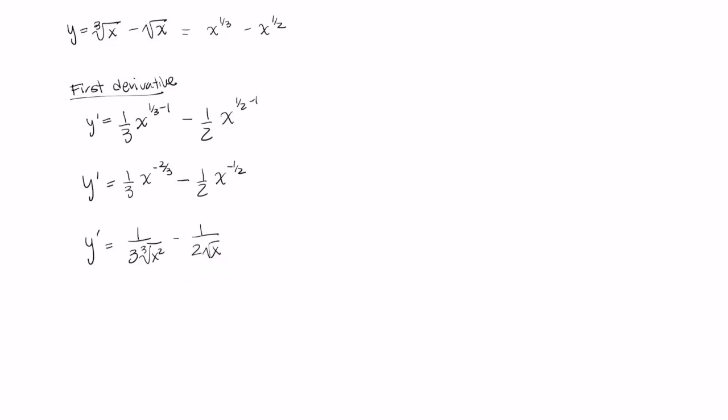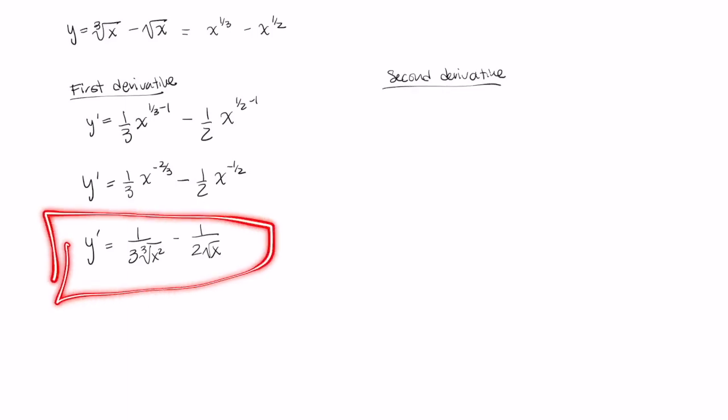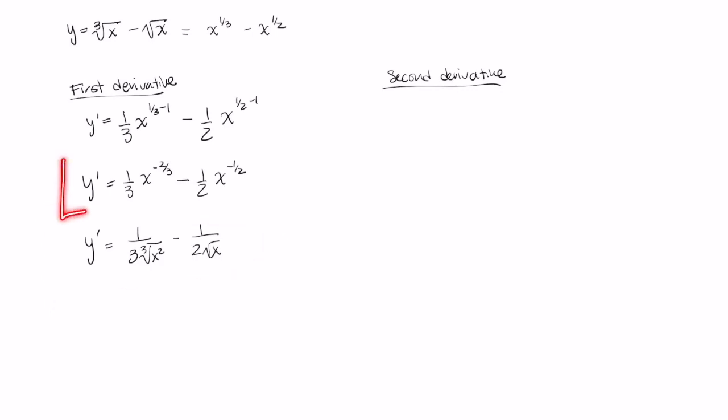Now let's find the second derivative. And while finding the second derivative, I'm not going to start here with my final answer for the first derivative. I'm actually going to start here since this is already rewritten using fractional exponents rather than radicals. So y double prime is going to equal the derivative of 1/3 x to the negative 2/3 power plus the derivative of negative 1/2 x to the negative 1/2 power.